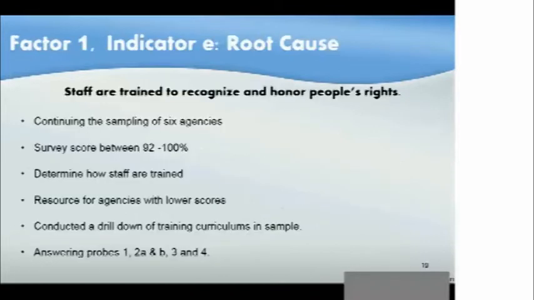Okay, factor 1. Let's get into indicator E, the root cause. Staff are trained to recognize and honor people's rights. I continue the sampling of the 6 agencies of the 69, once again, who had a survey score between 92 and 100%, and to know how they were training their staff in Indicator E. Maybe this could be a resource for agencies who didn't score as high. So I conducted a drill down of the training curriculums in the sample, and I compared those curriculums against probes 1, 2A and B, 3, and 4 in Indicator E.